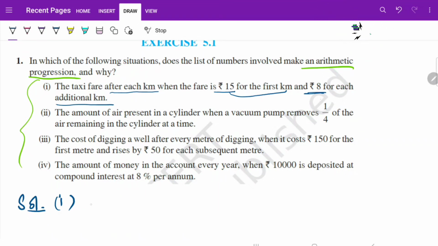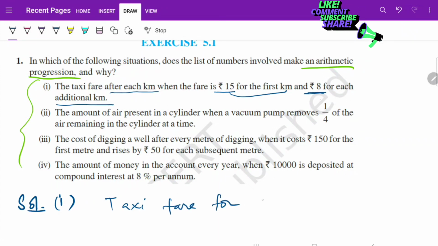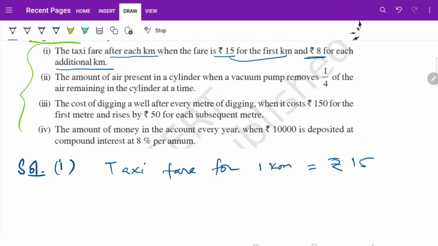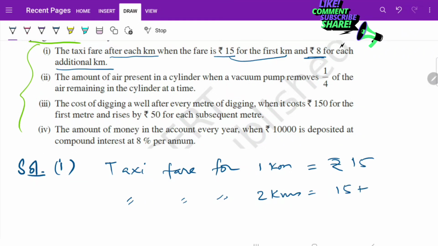So we can write here the solution for the first bit. Taxi fare for the first kilometer, for 1 kilometer, which is fixed here, is how much? Rupees 15. This is the starting fare, we can say. So for the additional kilometer, that is, taxi fare for 2 kilometers, first we have to pay, anyway, 15. Then additional how much for each one? It is given as rupees 8. So 15 plus 8 is equal to 23.